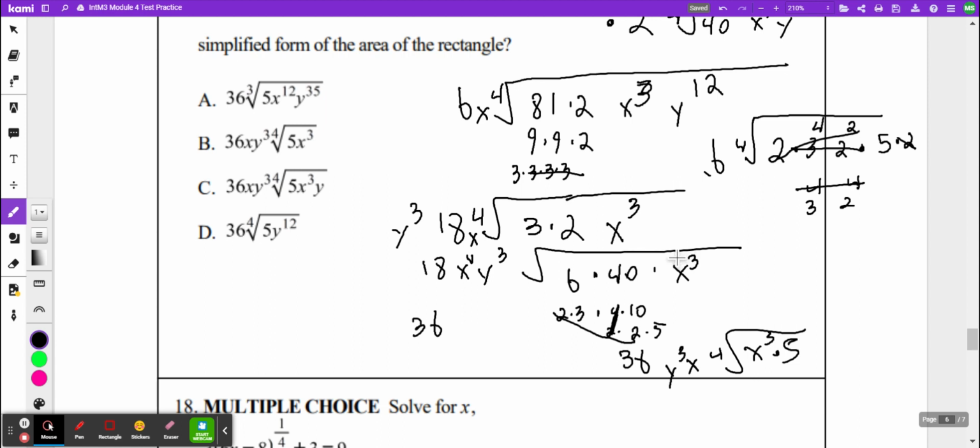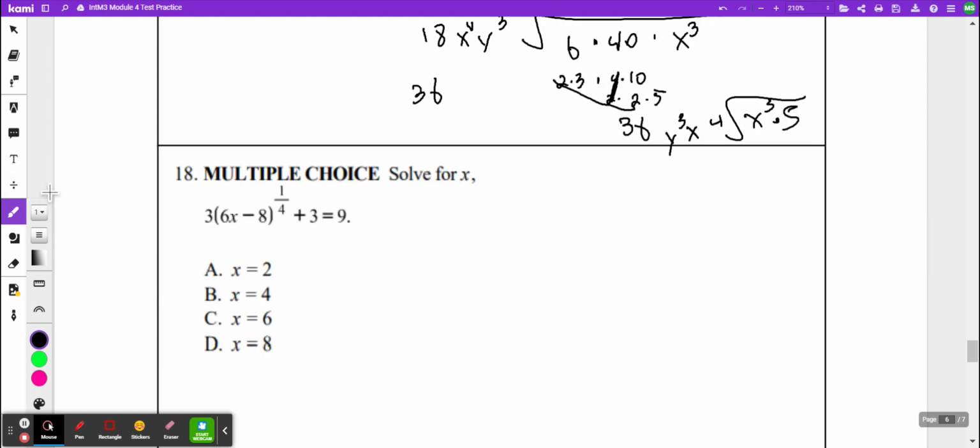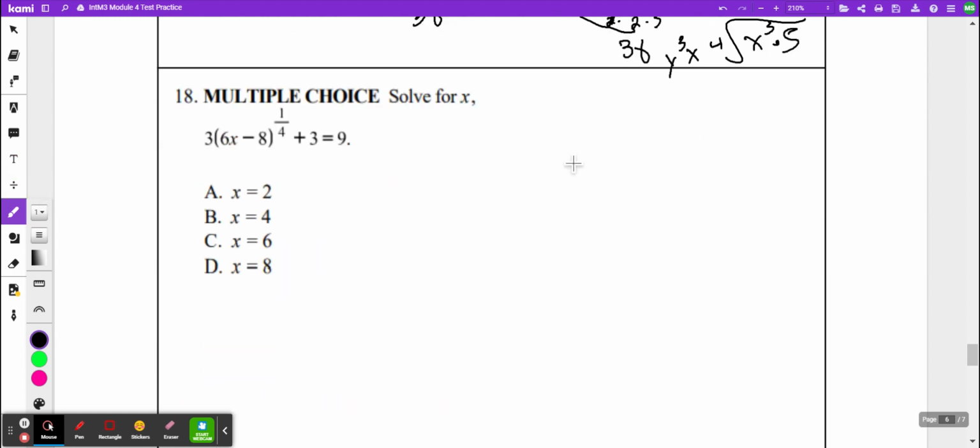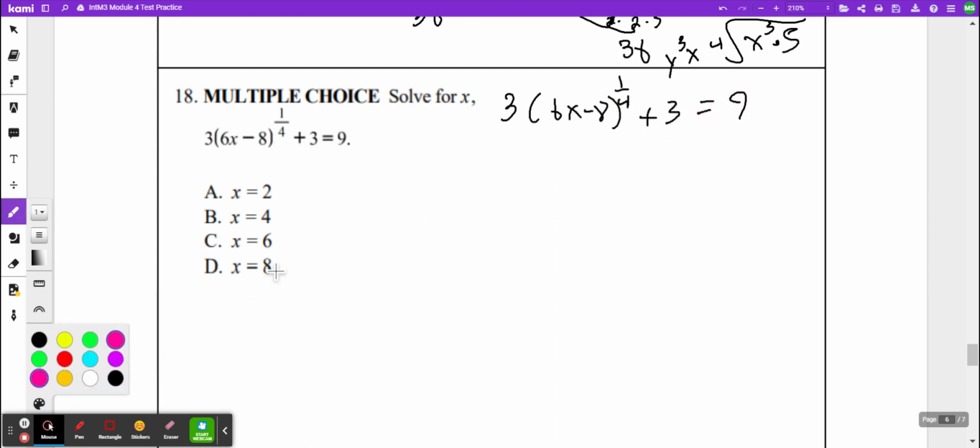All right. So we're going to go on to the next part right here. Here we go, last question. So solving for this, we're going to do it step by step. We have 3 times (6x minus 8) to the 1/4 power right there, plus 3 is equal to 9. I'm going to work my way backwards. Take out everything that's away from the x, farthest away first on the same side. So if I minus 3 on both sides, I'm going to slowly isolate that x right there.